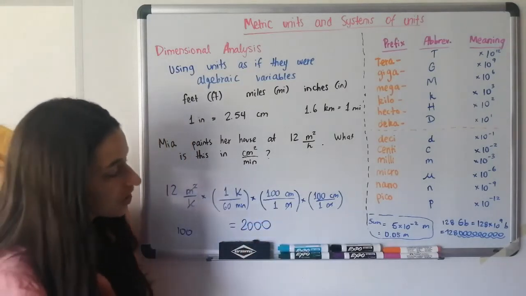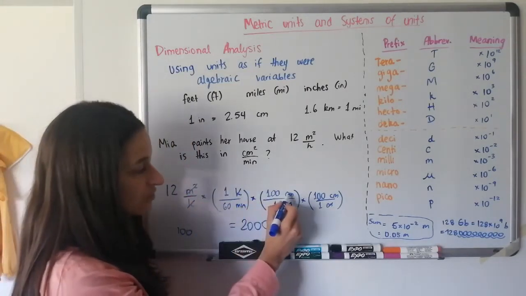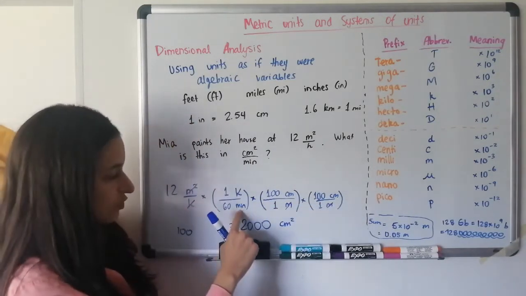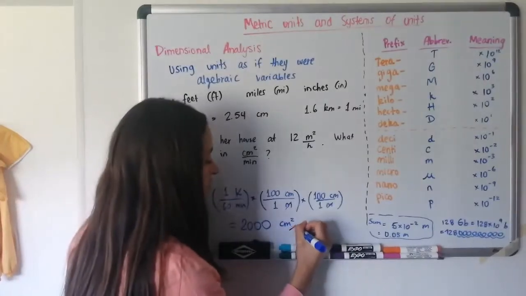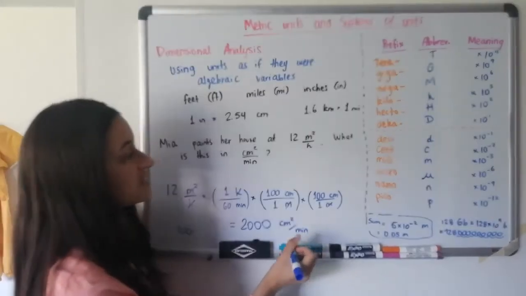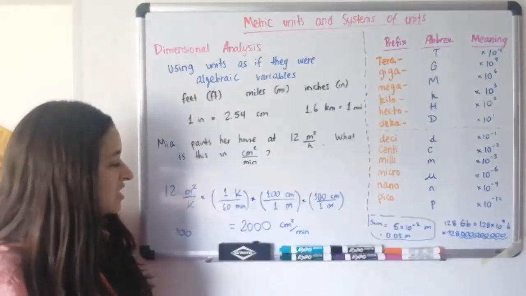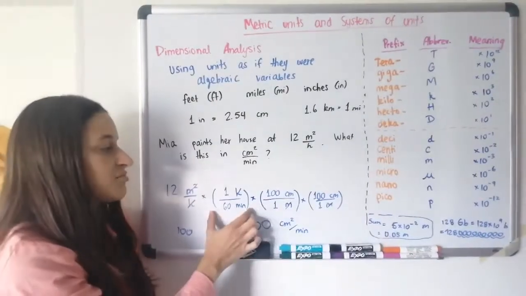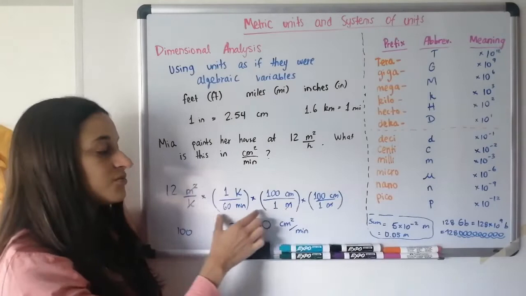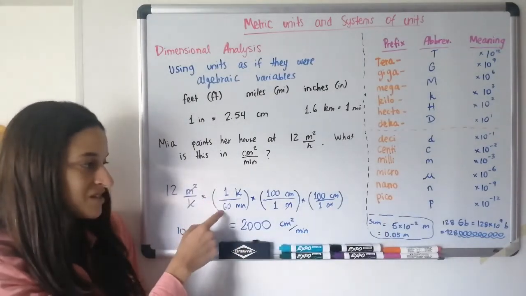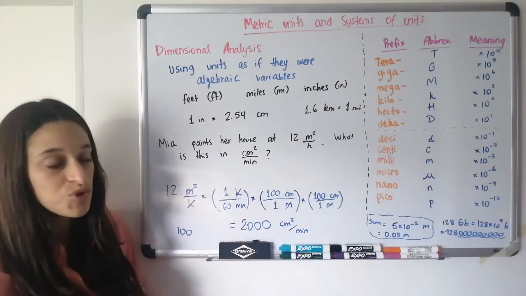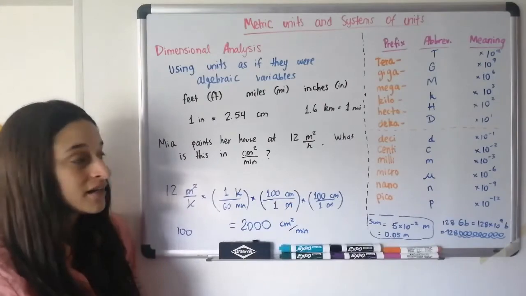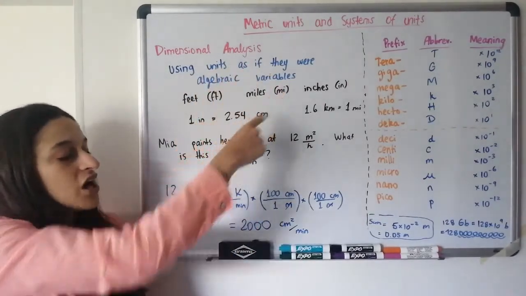2,000. And we look at what our unit is. On top, we have centimeters and centimeters, which is square centimeters. And on the bottom, we have only minutes because everything else canceled out. So we have square centimeters per minute. And that's exactly what we wanted to find. So that's how we went from 12 square meters per hour multiplied by 3 fractions that each of them are equal to 1, because 1 hour is the same as 60 minutes, and 100 centimeters is the same as 1 meter. So we didn't change the value, we only changed the units. And we got that by treating units as if they were algebraic variables.